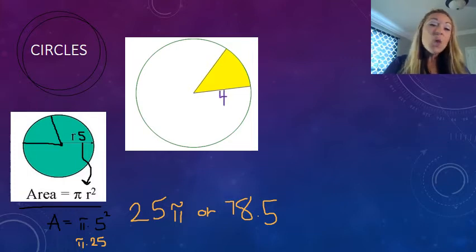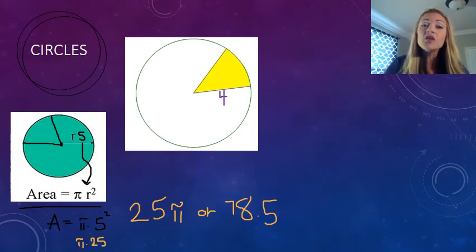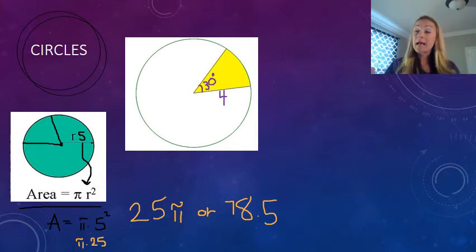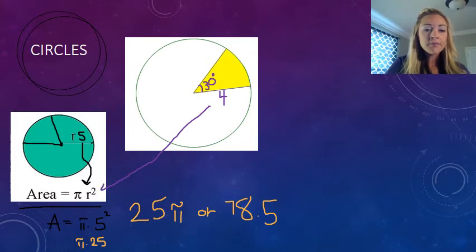Okay, and not only do you have to have the radius, you also have to have the degree of the angle for that sector. So we're going to go with 30 degrees. Okay, so like I said, first things first, you have to find the area of the whole circle. So we're going to go back to our formula down there, right?